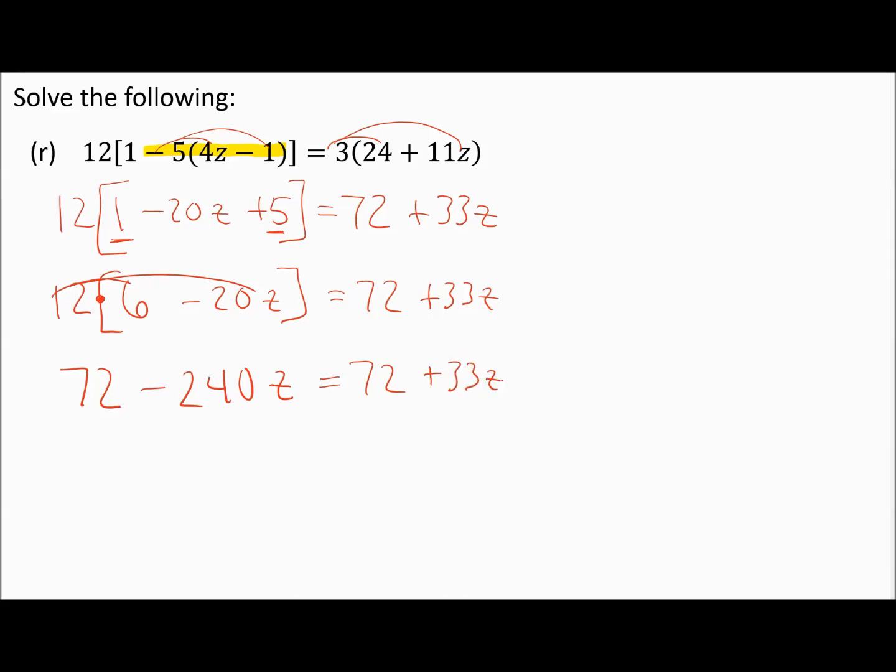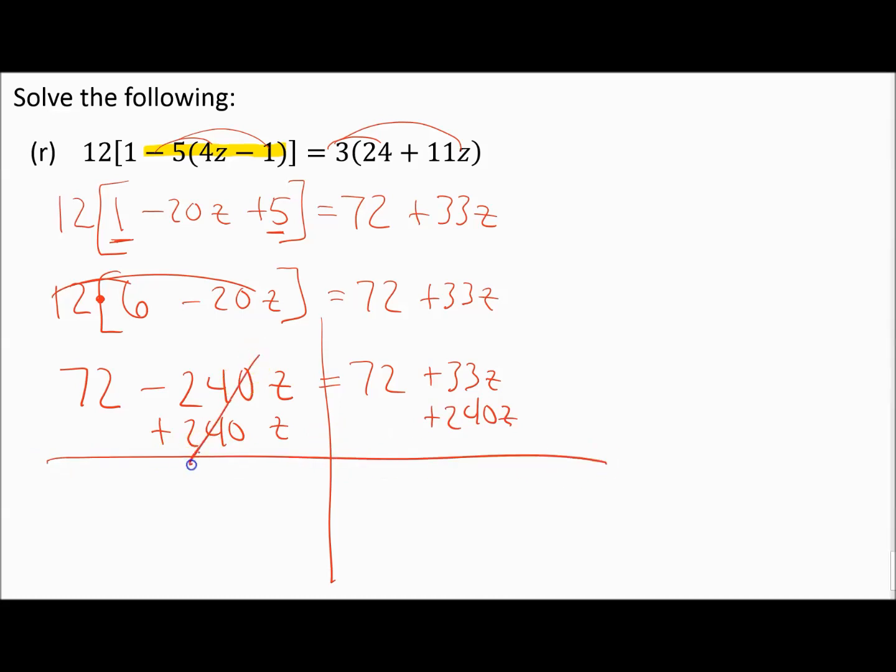Now our next issue is we have z's on both sides of our equation. I have a negative 240z on the left and a positive 33z on the right. Now the bigger of those two is actually the positive 33z because it's positive. So what I want to do is add 240z to both sides of my equation. Okay, so it cancels on the left and I just have 72. And on the right I have 72 plus. Now 33 plus 240 is going to give me 273z. Notice I didn't have it lined up correctly, but that's 273z.